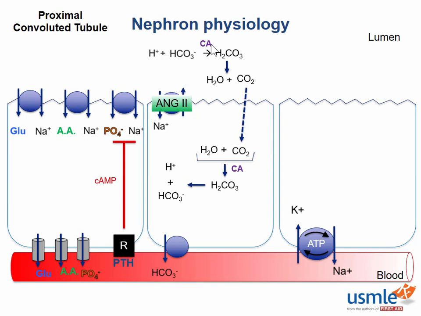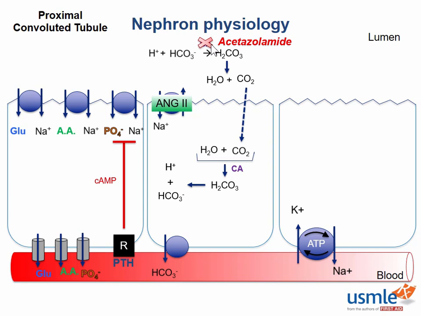Can you name one specific carbonic anhydrase inhibitor? Correct, acetazolamide. And what condition is this drug classically used for? Acute mountain sickness, or its more severe forms, high-altitude pulmonary or high-altitude cerebral edema.